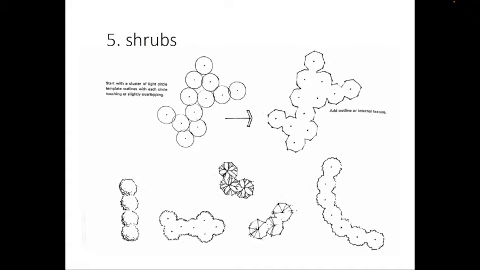Shrubbery. Shrubs are rarely drawn individually. They're drawn as lines or as clusters. And so you can start with a succession of circles and then just do their general outline, because shrubs do tend to grow together. It kind of looks like bacteria in a petri dish.